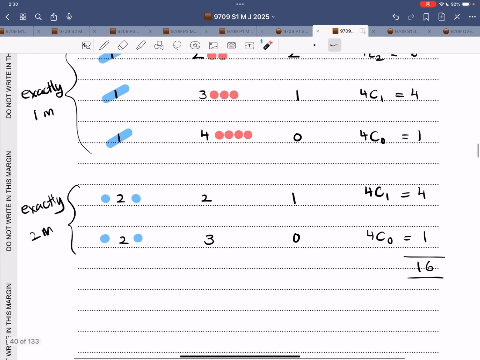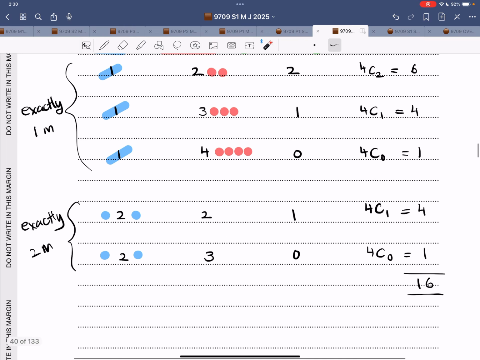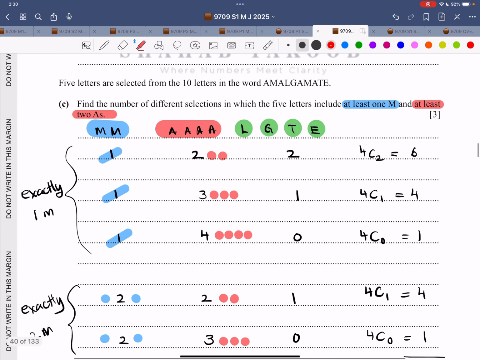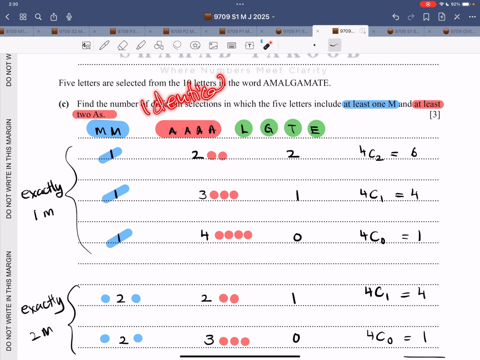So now over here, 2 M's are there. So I can have, let me grab the red marker, I can have 2 A's and I can have 3 A's. So now look over here. When we are dealing with identical selection, whatever extra is left, discard it. 1 M is used, discard. 2 A's are used, discard the rest. So basically the decision is made by these green people.